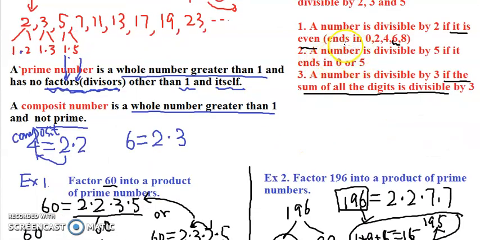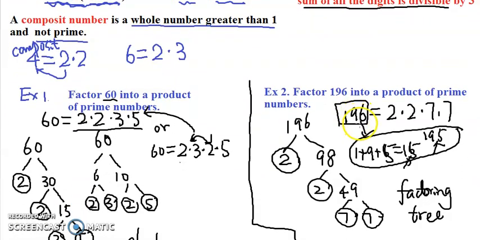The other rule, to determine whether a number is divisible by 5, is similar to determining whether a number is divisible by 2. We just need to look at the last digit to see if the number ends in 0 or 5. For example, 196 doesn't end in 0 or 5, so 196 is not divisible by 5. But 60 ends in 0, that means 60 is divisible by 5. And so when you factor 60, if you want, you can start with breaking down 60 as 5 times 12 and then continue from there.